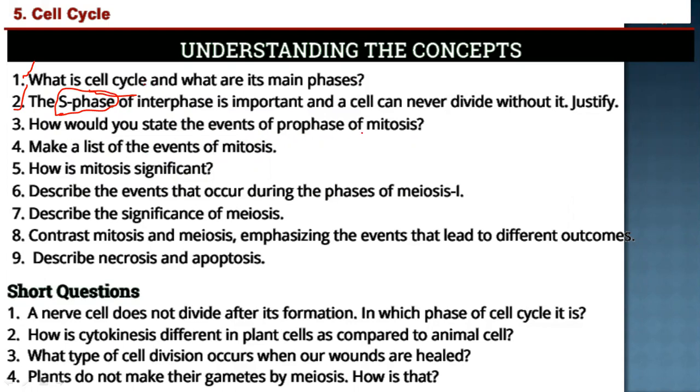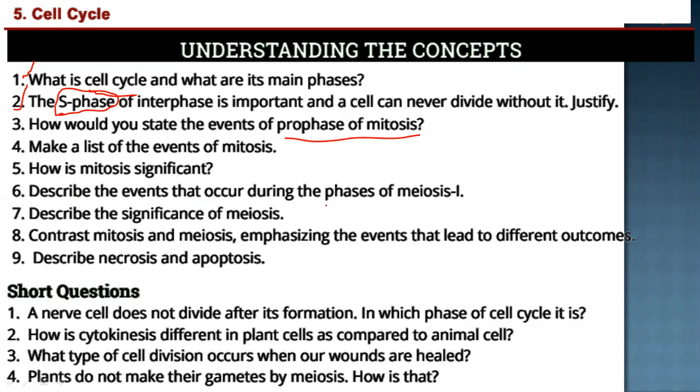How would you state the events of prophase of mitosis? So for prophase of mitosis, we have to write all of that. Make a list of events of mitosis. All the events of mitosis, you have to make the list of all that is done in it, in points, not in detail. What is the significance of mitosis? So we have to write all the 3, 4 significances which we have studied.